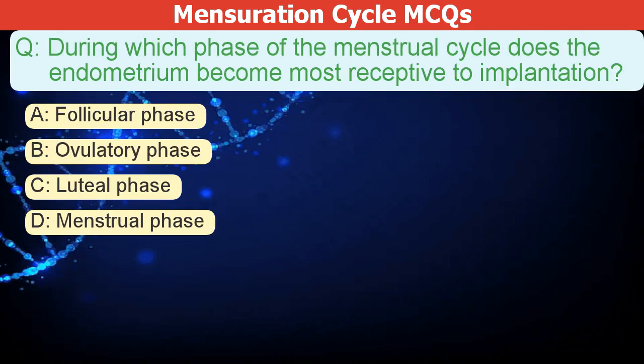During which phase of the menstrual cycle does the endometrium become most receptive to implantation? A. Follicular phase. B. Ovulatory phase. C. Luteal phase. D. Menstrual phase.